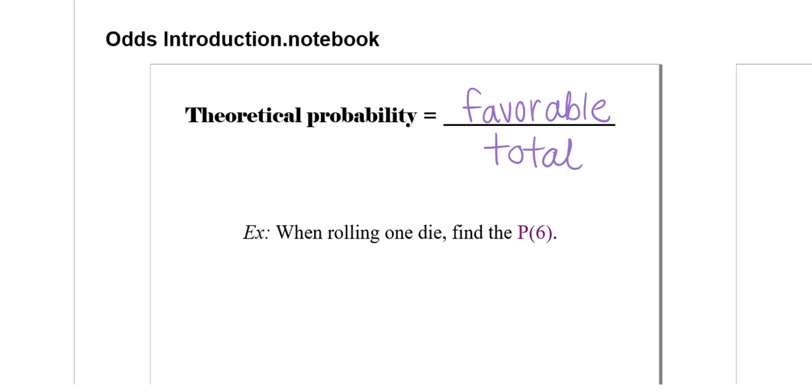And today we're going to talk about odds. So first, let's do a quick little revisit of what theoretical probability means. Theoretical probability is the number of favorable outcomes divided by the total outcomes.